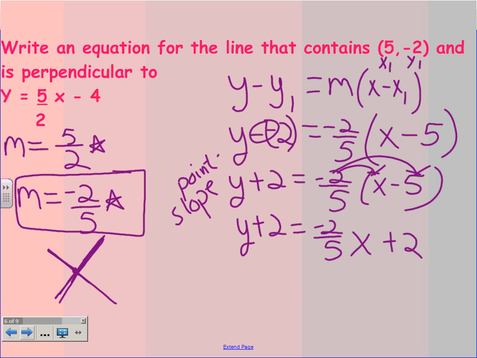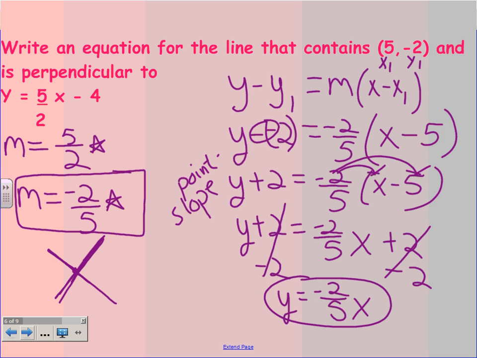And then one more step to get y by itself. I want to subtract 2 from both sides of the equation. Y is equal to -2/5 x, because my 2's are going to cancel, which really just tells us that if I was going to graph this equation, then this equation would go through the origin at (0, 0) because our y-intercept is 0. So that, of course, is in slope-intercept form.